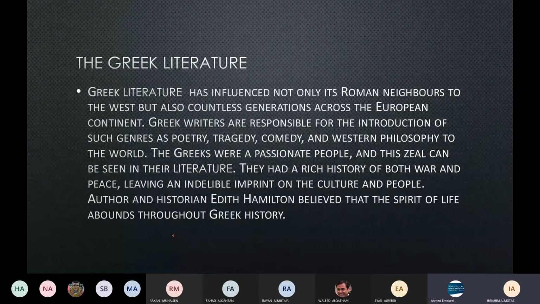Greek literature has influenced not only its Roman neighbors to the west, but also countless generations across the European continent. Greek writers are responsible for the introduction of such genres as poetry, tragedy, comedy, and Western philosophy to the world. The Greeks were a passionate people, and the zeal can be seen in their literature. They had a rich history of both war and peace, leaving an indelible imprint on the culture and people.